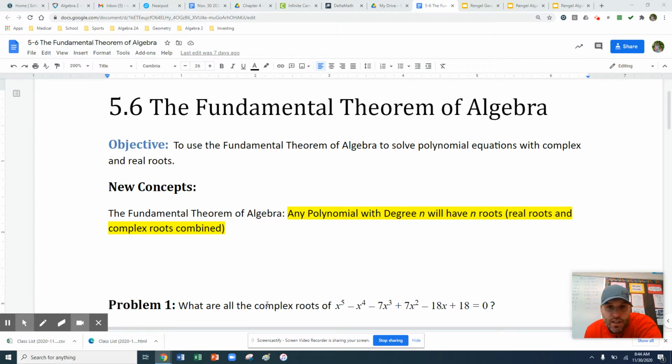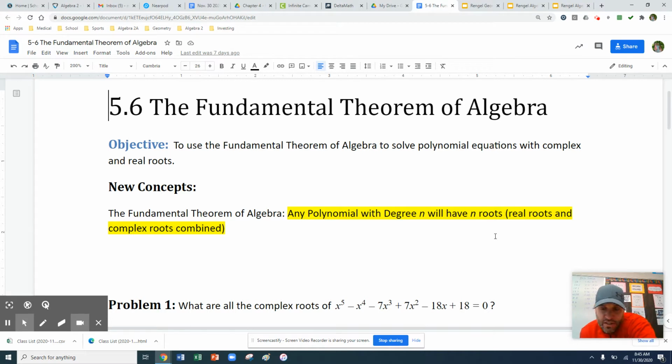Any polynomial with degree n will have n roots, real roots and complex roots combined. So basically, the degree of our polynomial determines the number of roots that we are going to have, whether they're real, complex, and any multiplicity of those real roots.